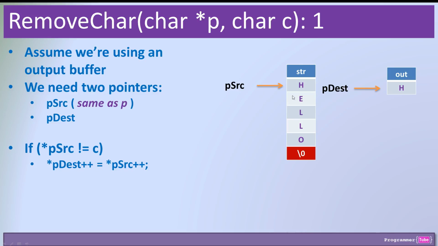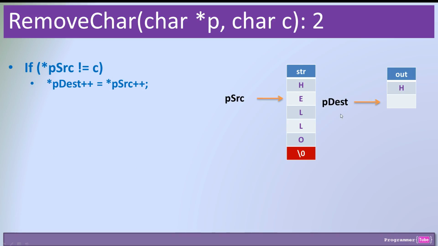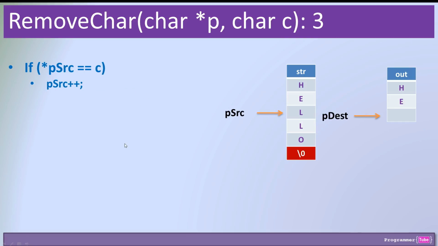So in this example, we're going to copy h to here and then advance the two pointers. And then we continue. This character is not the one we want to remove. Do the same thing, copy it over to destination and advance the two pointers. Now we come to the character that we want to remove. If this is the character we want to remove, we simply skip it. We don't want to copy it over. So we just say p source plus plus.